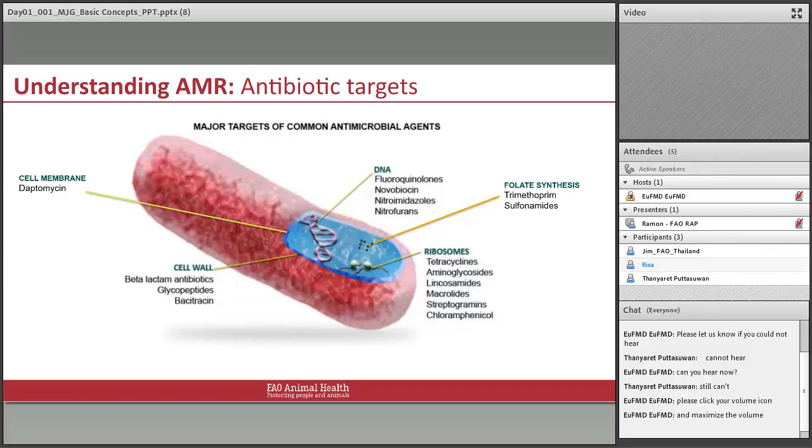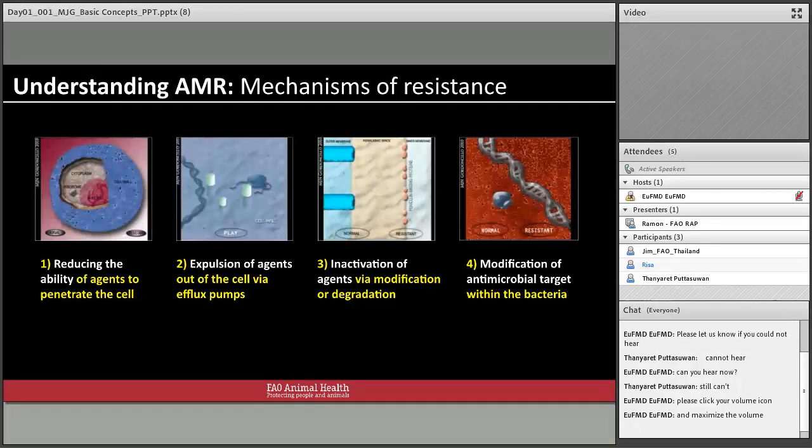So we have antibiotics that can either kill or arrest the growth of your bacteria. Next one, please. Now, understanding that, this will allow us to understand the mechanisms of resistance.